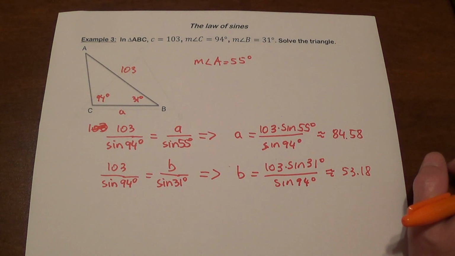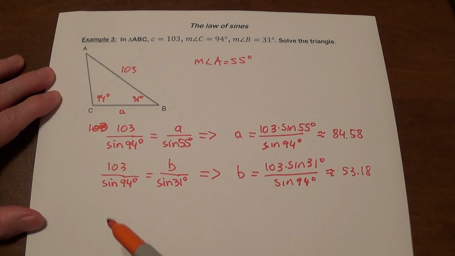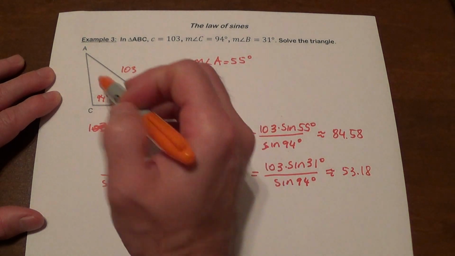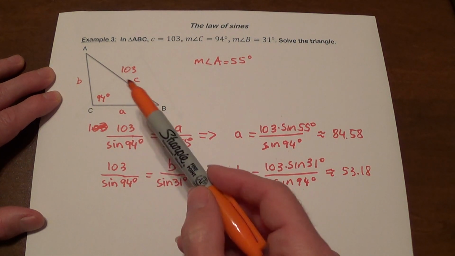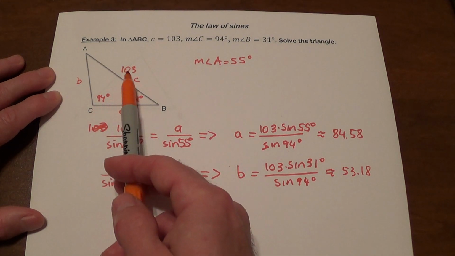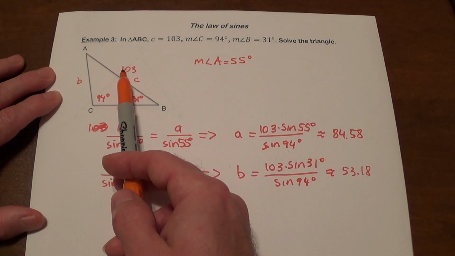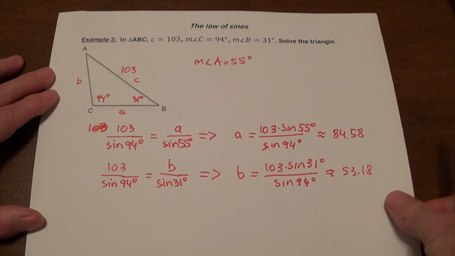One other thing that I wanted to mention here: remember that in any triangle, the longest side is going to lie across the largest angle. It's always going to be opposite the largest angle. The shortest side will always be opposite the smallest angle. If you look at this, this is our side B, and this is our side C. Our smallest angle here is B, and our shortest side is going to be 53.18. Our longest side is 103, and our largest angle is 94. It's always a good way for you to check to see if your answers make sense.